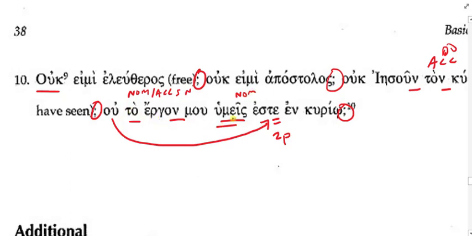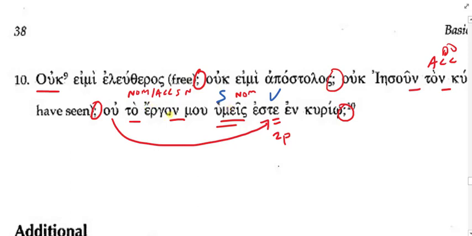To ergon mou or humeis? If este is second person plural, the subject has to be which one of these? It's got to be plural, and it's got to be second person plural. Which pronoun is second person plural? Humeis, right? So that's going to be my subject of that verb. And that means that this is the predicate nominative.